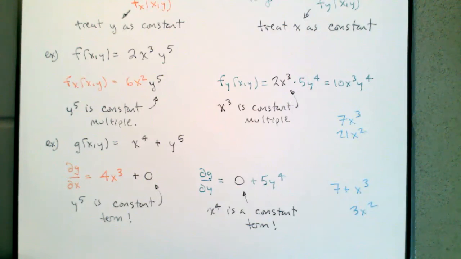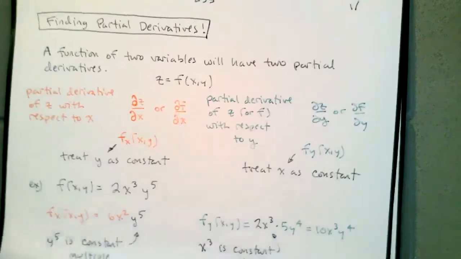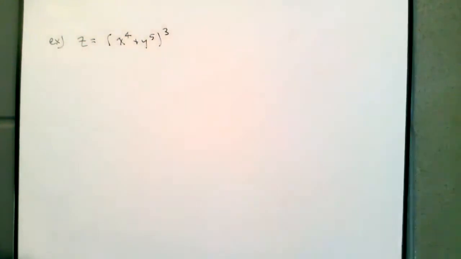Once we get used to reading these expressions, all we have to do is incorporate all the other derivative rules that we have: product rule, quotient rule, chain rule. So for example, let's suppose that z is equal to x to the fourth plus y to the fifth, to the third.